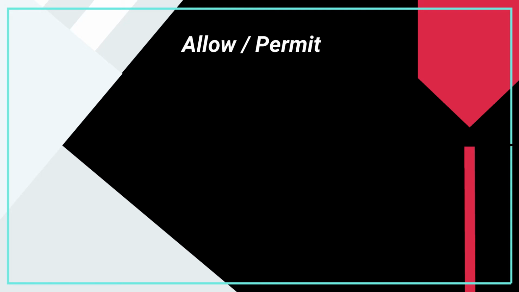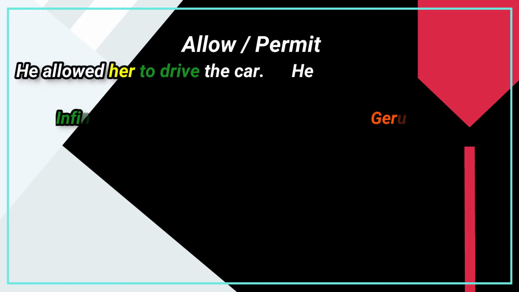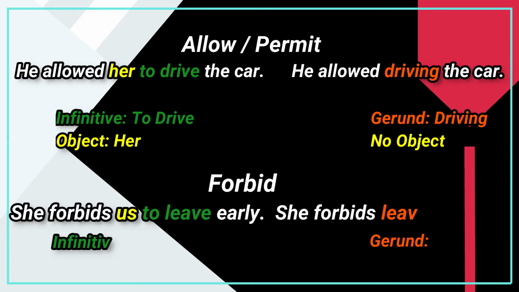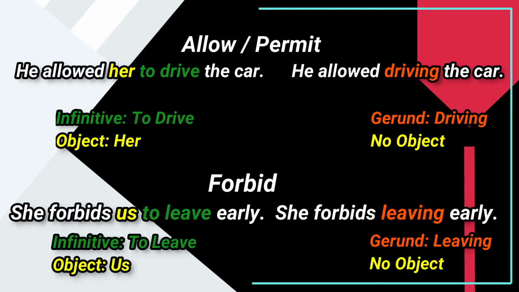Here are some more examples. He allowed her to drive the car. He allowed driving the car. She forbids us to leave early. She forbids leaving early.